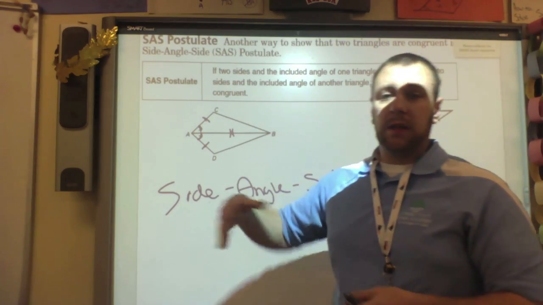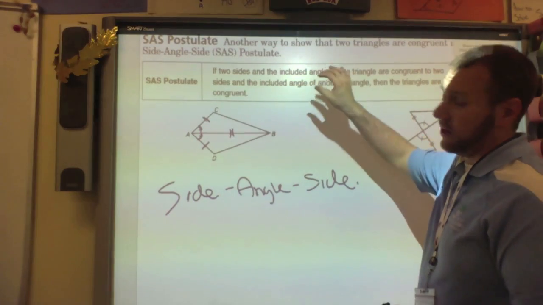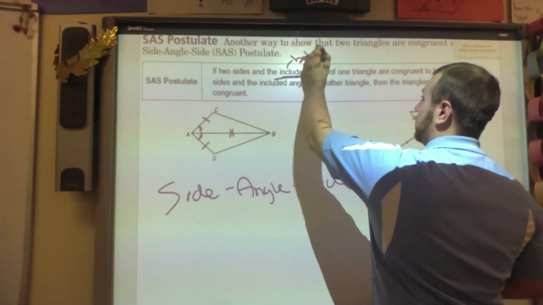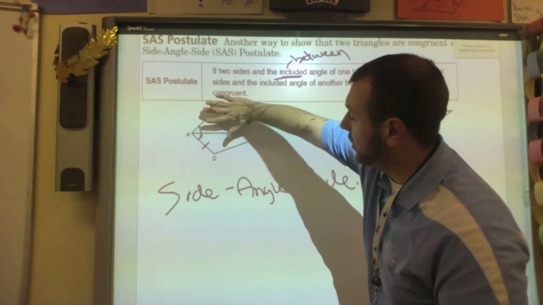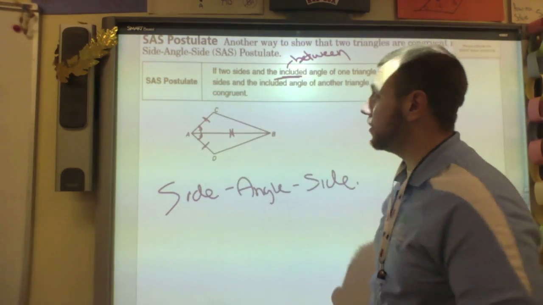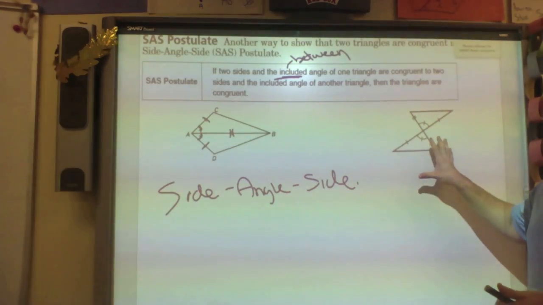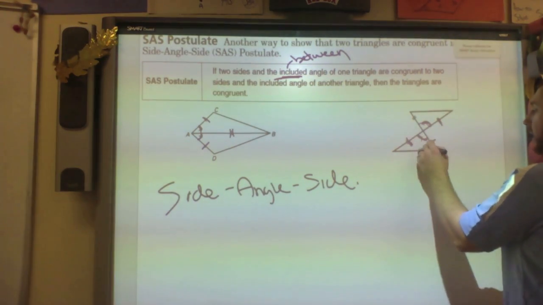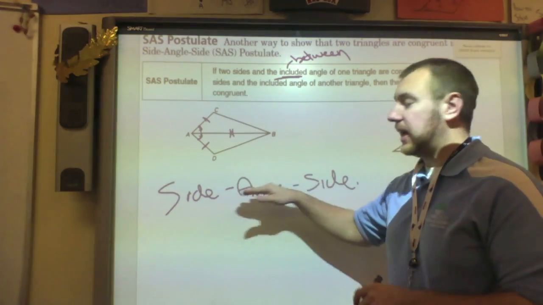So to use this theorem, SAS, it's if two sides and the included angle. The included angle means the angle between. Okay, so it's between those two sides. If those three pieces of information are congruent to these three pieces of information in the other triangle, then the triangles themselves are congruent. I can also have a diagram like this. You notice that vertical angles are congruent, and that angle is in between those two sides. So it's side, angle, side.